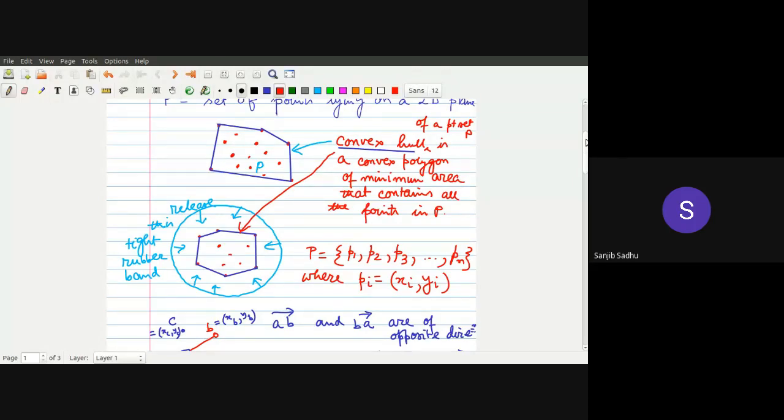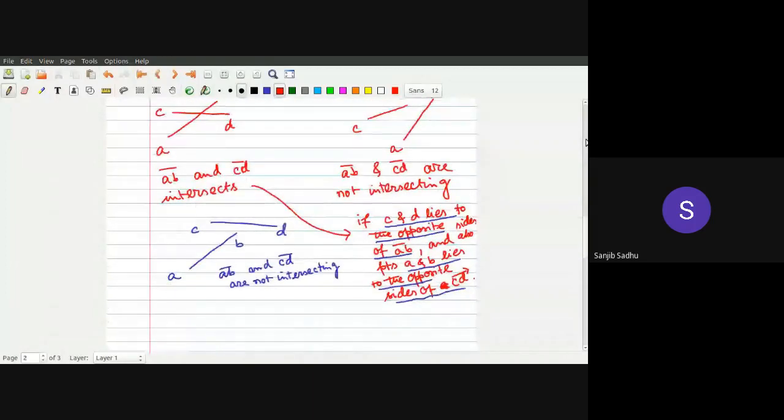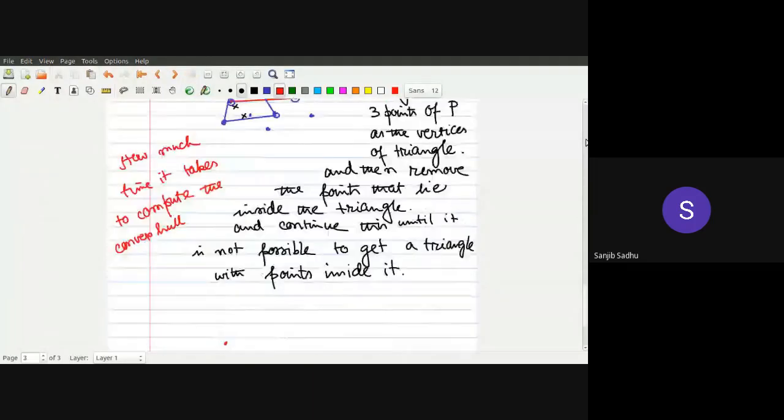Is it clear or not? Yes, sir. So if you continue this, what happened? After some time, all the points that lie inside the convex hull will be removed. Okay. So now, how much time will it take? Tell me.